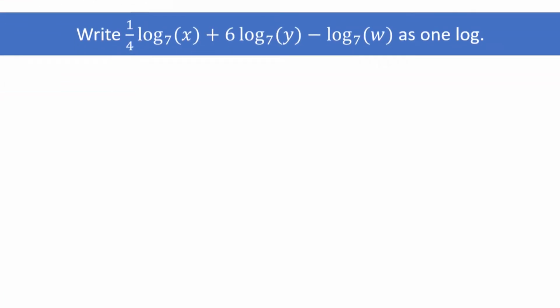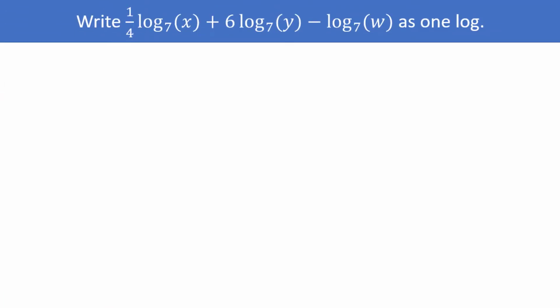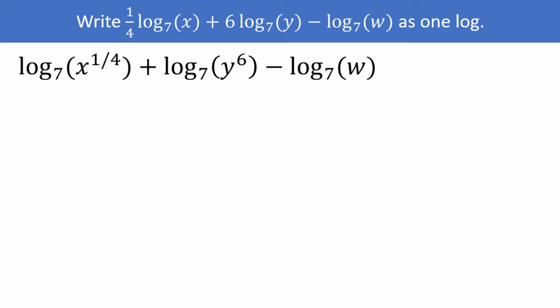Let's try going backwards. We would like to write these three logs all as one single log. First, I will use the power rule to move the coefficients on each log into the argument as an exponent. We have log base 7 of x to the 1/4 power plus log base 7 of y to the 6th power minus log base 7 of w.